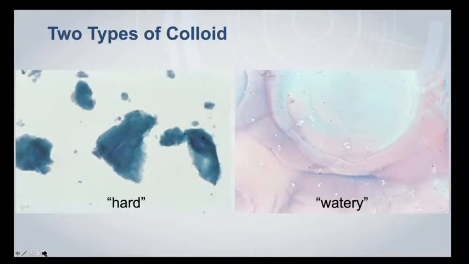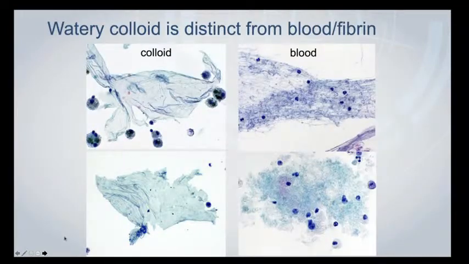The colloid comes in 2 types. It can be either hard colloid or watery colloid. On liquid-based preparations, the watery colloid has the appearance of translucent folded tissue paper as seen in these 2 images on the left. This, I think, is easily distinguished from blood.